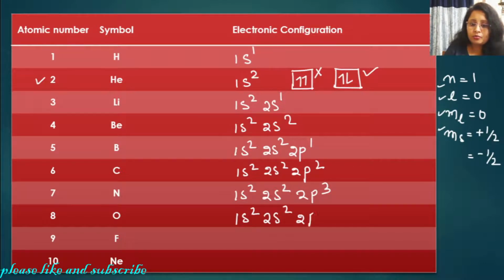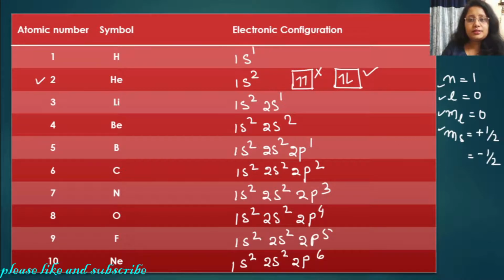2s2, 2p4. Then 1s2, 2s2, 2p5. Neon, 1s2, 2s2, 2p6. So this is the configuration of neon, having the 2p orbital completely filled with 6 electrons. Now if we are moving to the next atom, the next coming electron will go to the 3s orbital according to the above rule.